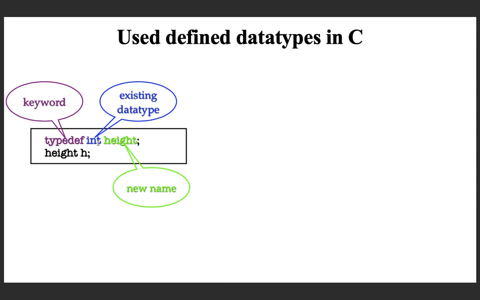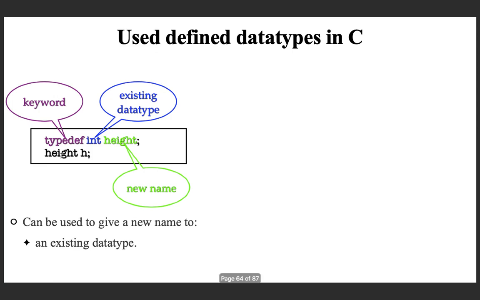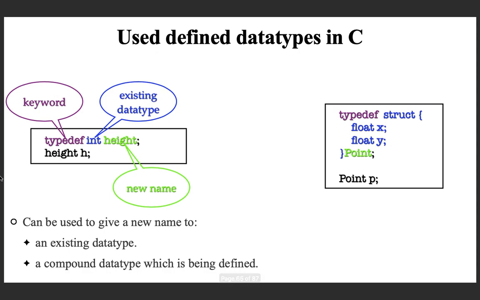And why do I need it? Maybe I need to declare variables to represent heights, then it is more meaningful to have height as the data type. If you want, you can do it, otherwise you can directly use int. Okay, that's it. Typedef can be used to give a new name to an existing data type, and more interestingly, it can also be used to give a new name to a compound data type which is being defined, like a struct.